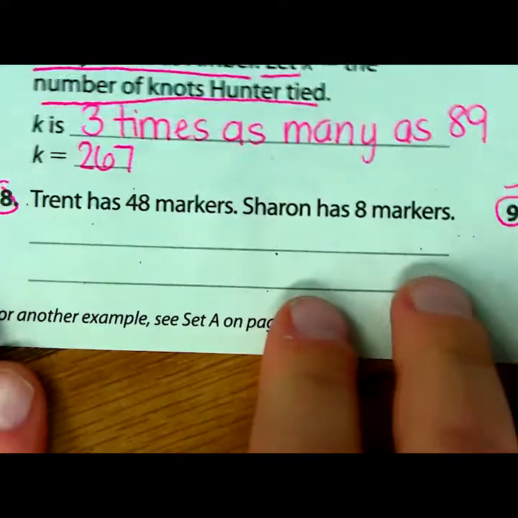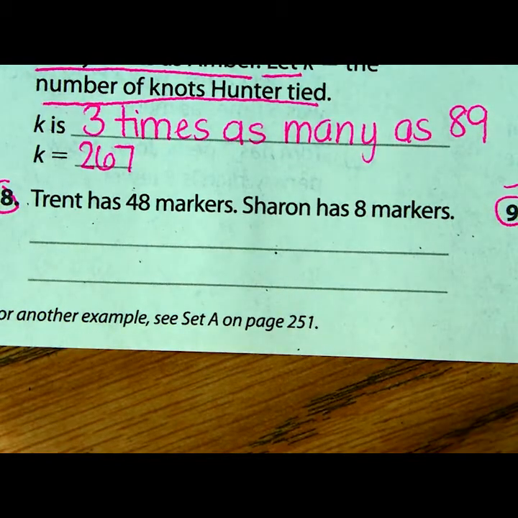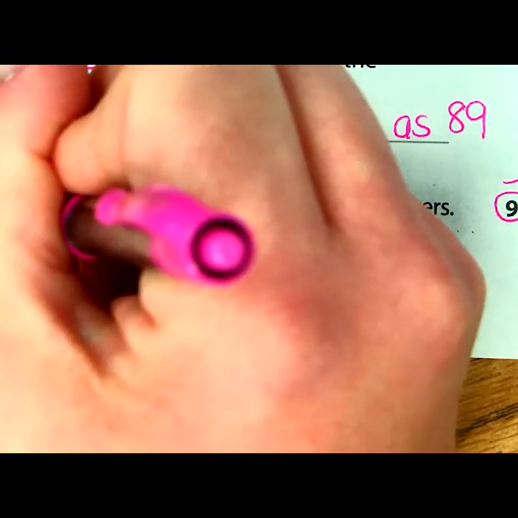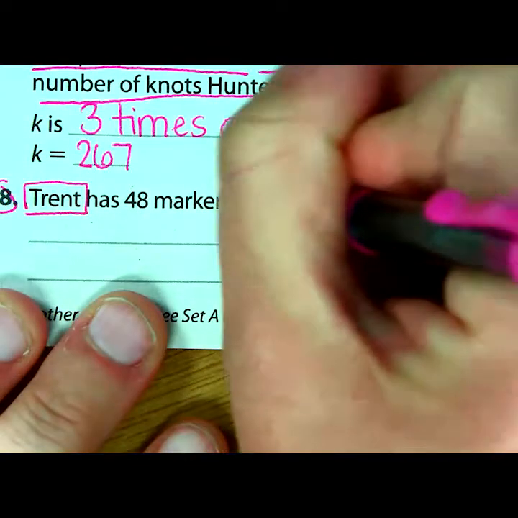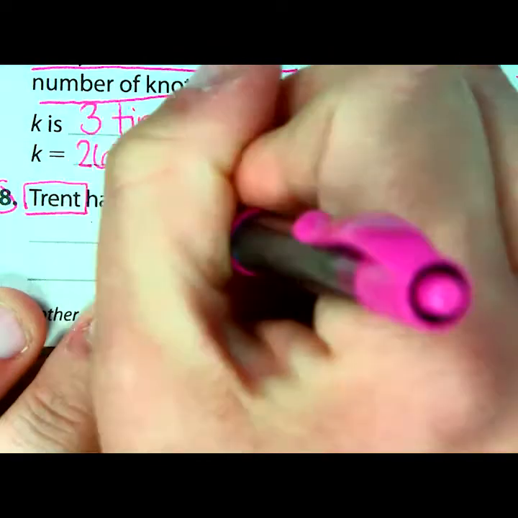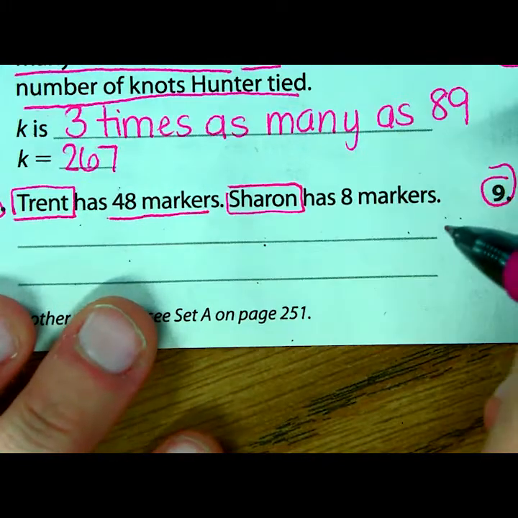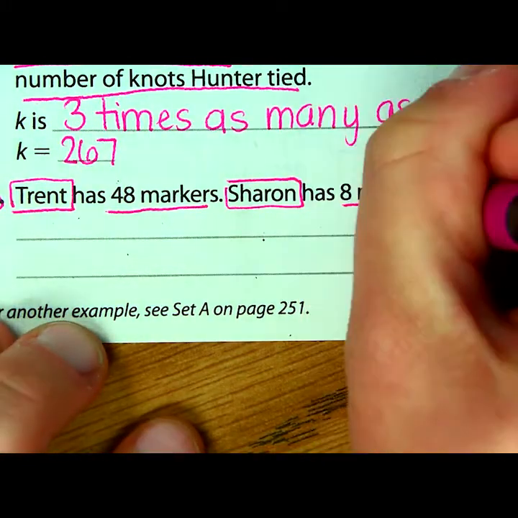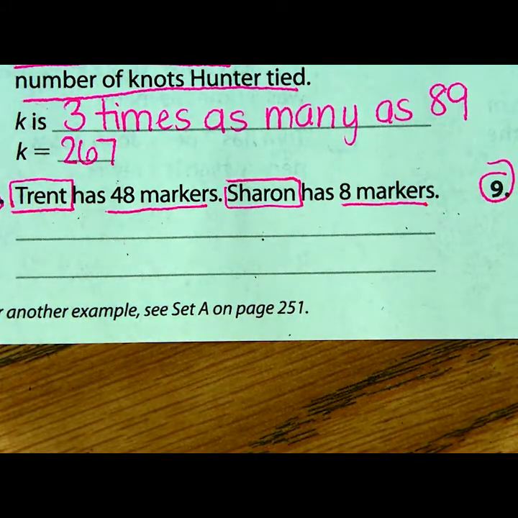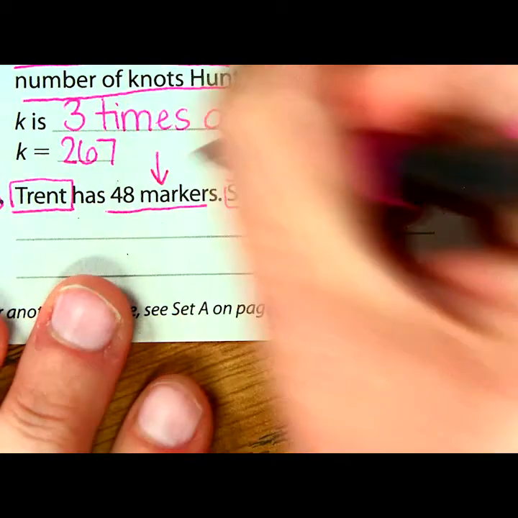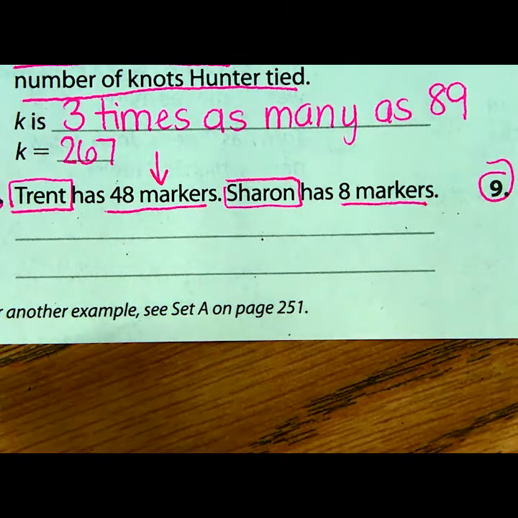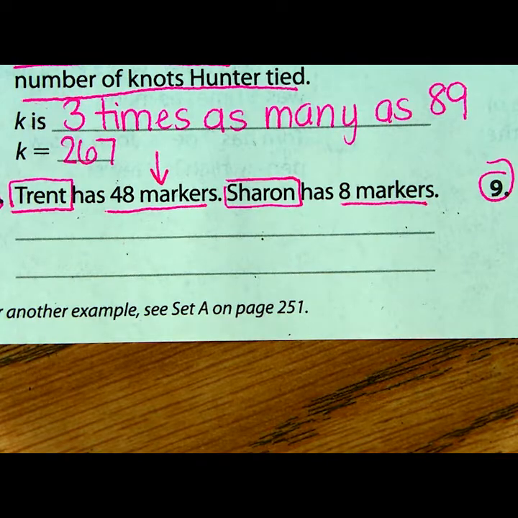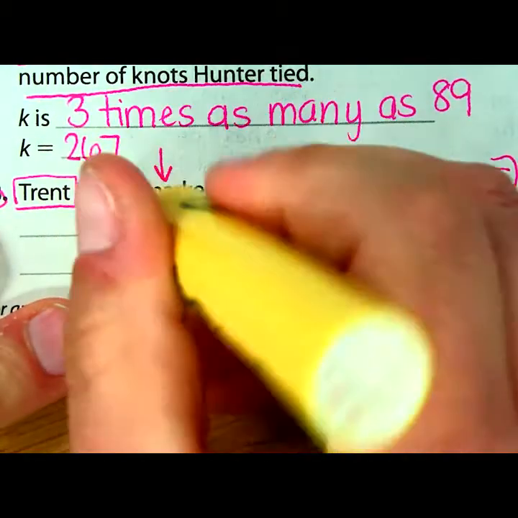Let's look at number 8. Trent has 48 markers. Sharon has 8 markers. Then they just give you some blanks. Okay, so now they've told you the total that each friend has. We're comparing Trent to Sharon. Trent, they told us, has a total of 48, and Sharon has a total of 8. So you need to look and think who has more. Clearly Trent. And now look at those 2 numbers. What relationship can you think of using the number 48 and 8?